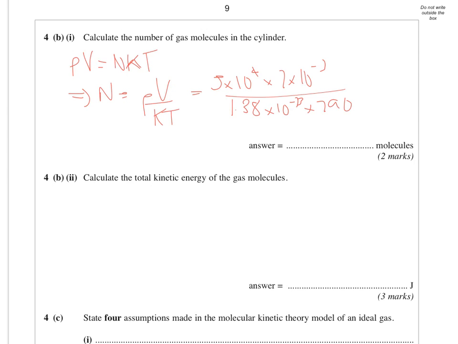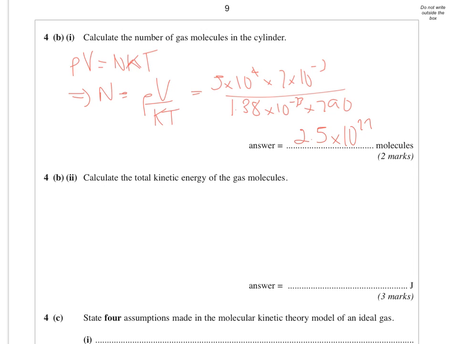And we end up with a value of 2.49 times 10 to the 22, or giving it its right number of significant figures, it would be 2.5 times 10 to the 22 molecules of gas. We could have used the ideal gas equation to get the number of moles and then multiply by Avogadro's number, but let's get straight into it and get the number of molecules.